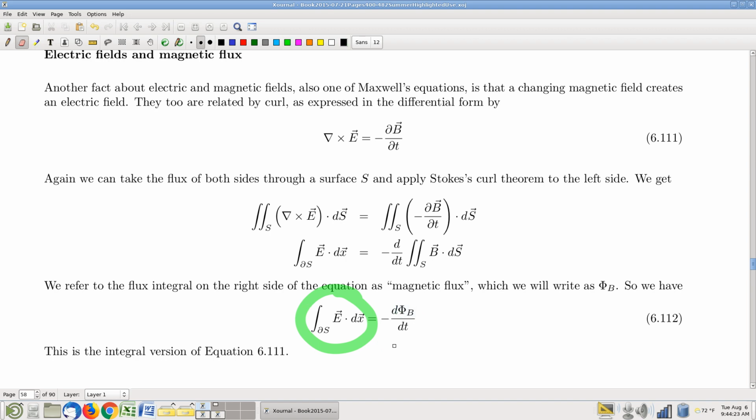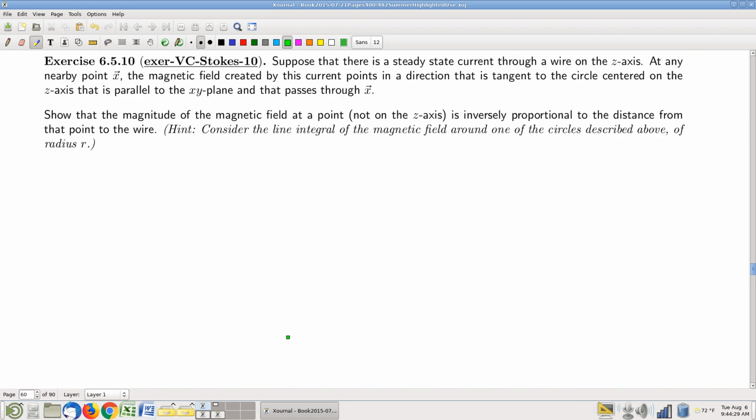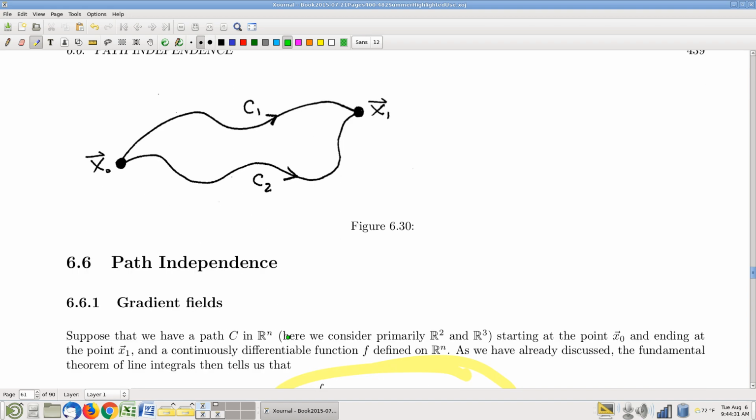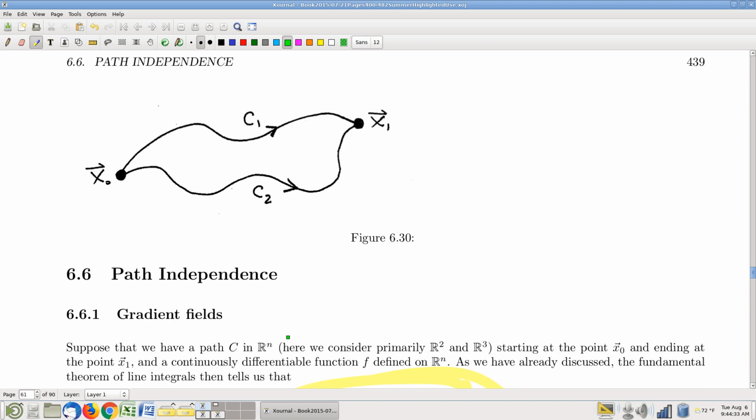By the way, electric motors work off of a similar sort of clever twist on this idea. Okay. All right. Moving along. So we're going to go on to path independence now.